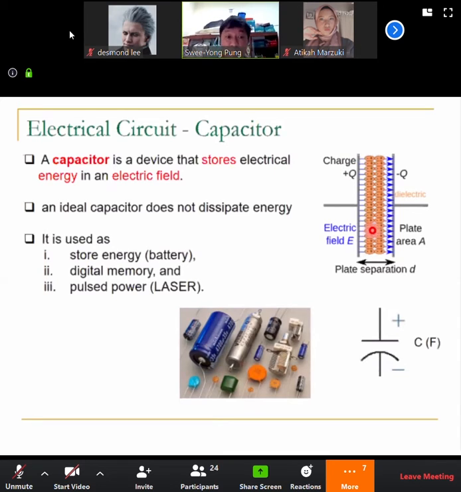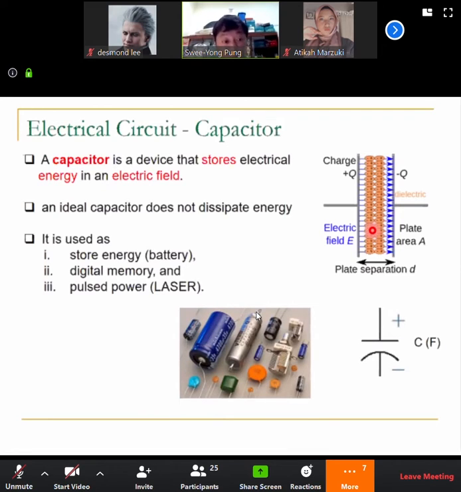Now, we can use capacitor for many applications. One of them is to store energy, like a battery. I believe some of you might work on your FYP in future under Dr. Azimin. He has some work on this, building some dielectric layer to store energy. Then you can use it as a digital memory, where if the capacitor carries charge, then it becomes 1. If there's no charge, it becomes 0. Then we can build a binary code 1010.